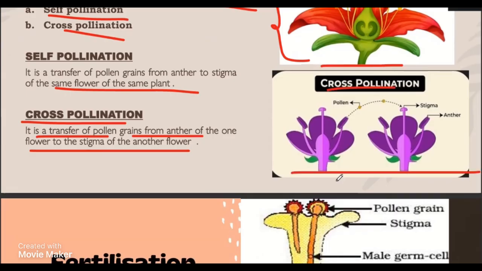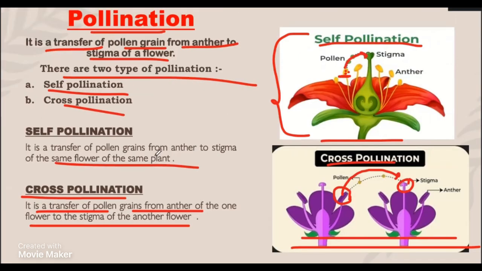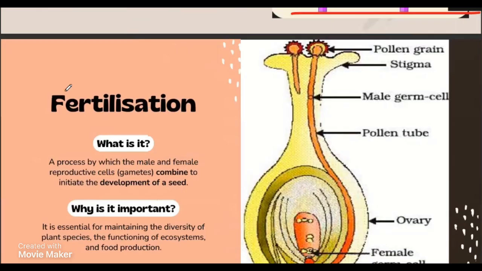Here two flowers are present. As you look at the flowers closely, you will observe that the pollen grains get transferred from anther to stigma, but the flowers are different. As you can see, the pollen grains from one flower get transferred to the stigma of another flower. This type of pollination is called cross-pollination. I hope you are getting the idea. It's all clear. Next point is fertilization.